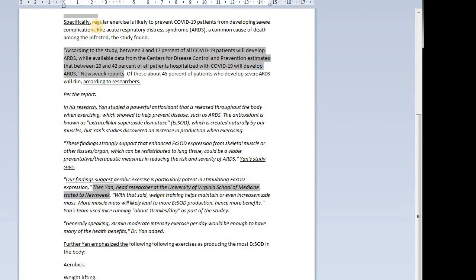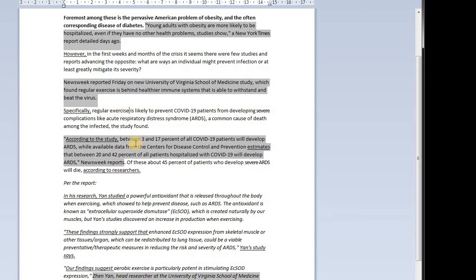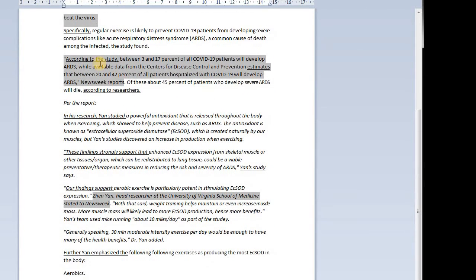Another transitional signal, and here we have the introduction of the regular exercise topic. The topic of regular exercise is mentioned here explicitly. According to the study, between 3 and 17% of all COVID-19 patients will develop ARDS, while available data from the Center for Disease Control estimates that between blah blah blah will develop ARDS. So we have a quote here from the Newsweek report, and here we have the verb to estimate. The study group or the research institute estimates, right? Another nice verb that you can use in scientific papers, to estimate something.